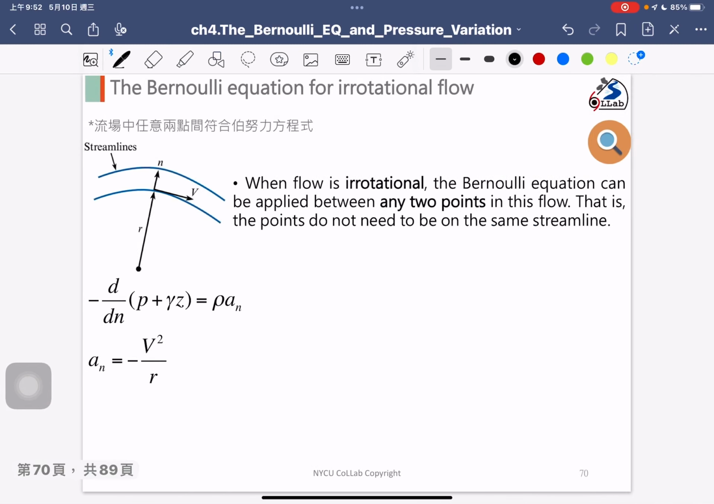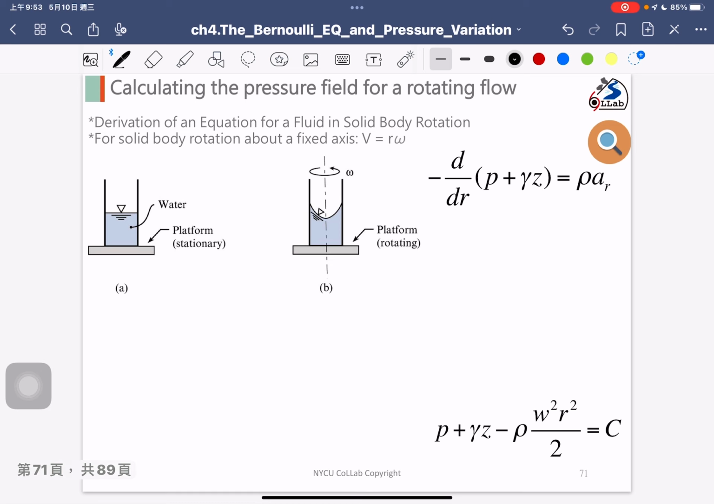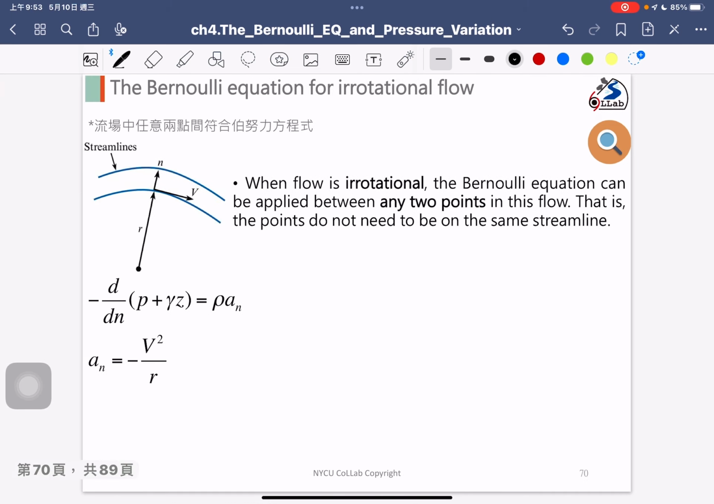Okay, so in the following slides, I want to teach you the difference in the Bernoulli equations for irrotational flow and rotational flow. We want to know how we can apply the Bernoulli equation to irrotational flow, and the next slide is rotational flow. So how does the Bernoulli equation differ if we consider the flow rotational or irrotational? You will see the result.